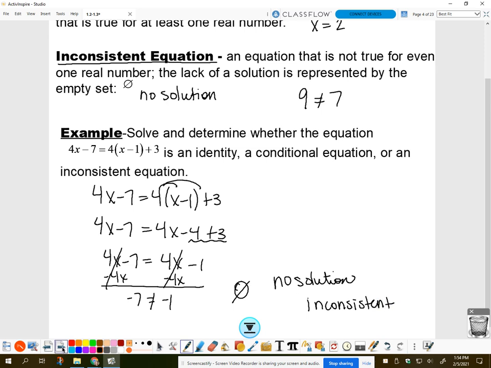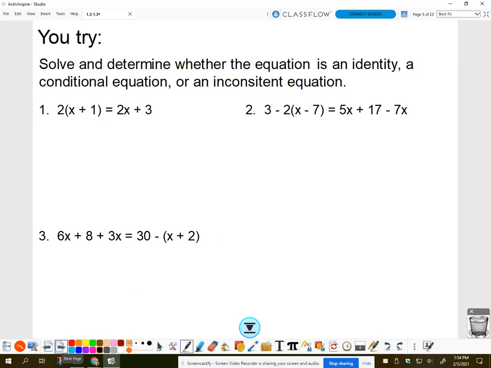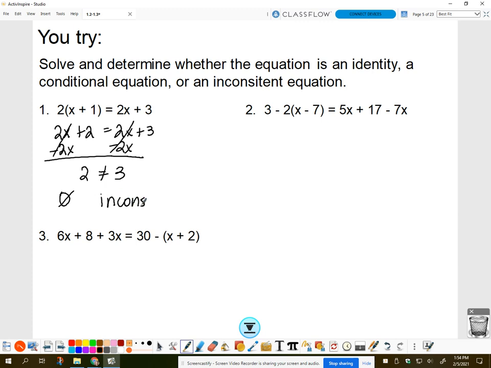Alright, so again, pause the video, try these 3, and then unpause and see how you did. Alright, so number 1, distribute the 2. You want your x's on the same side. You get 2 is equal to 3. Nope, 2 is not equal to 3. No solution, inconsistent.